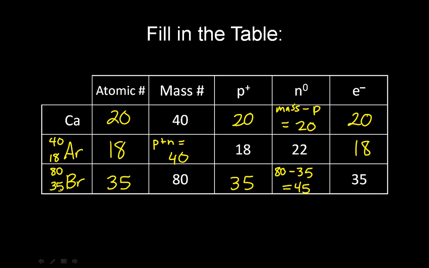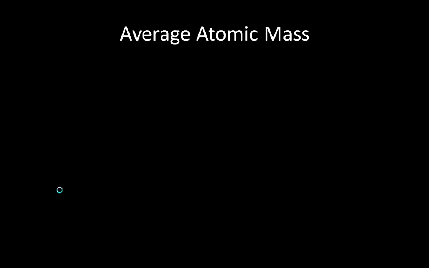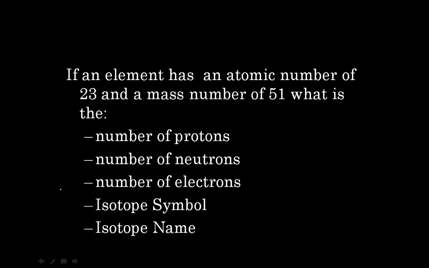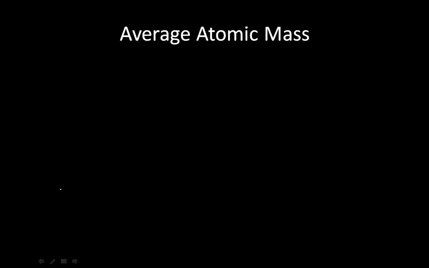Excellent. Okay, we got one more example of that. Whoops, I'm getting ahead of myself here. If an element has an atomic number of 23 and a mass number of 51, find the following things. What I'd like you to do is try this on your own, bring it to class, and you'll check your answer at that time.